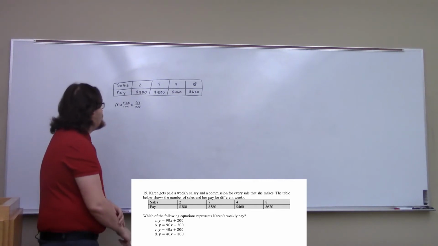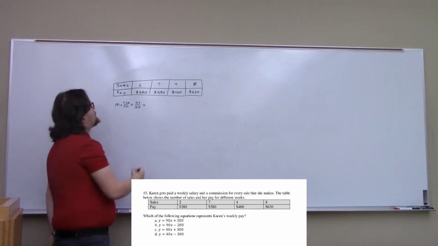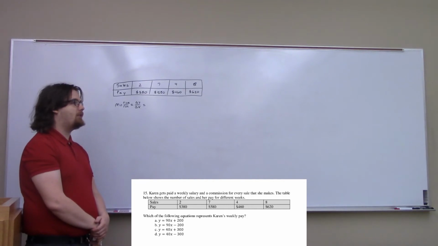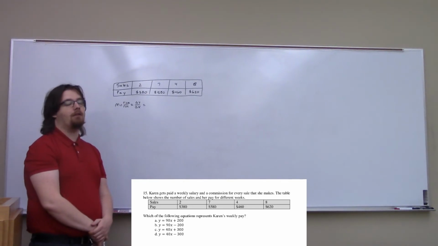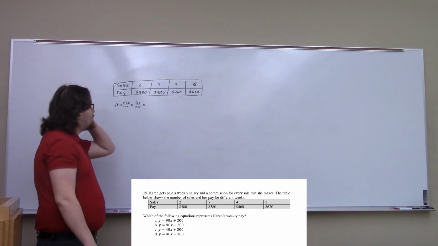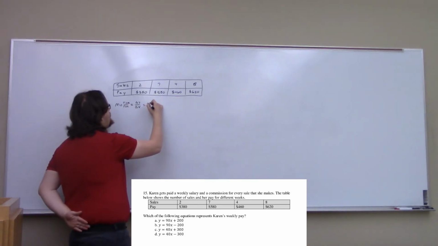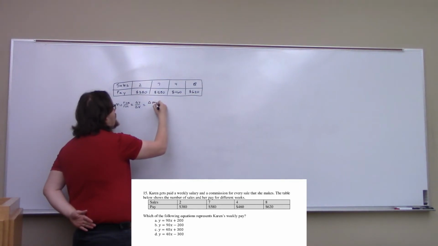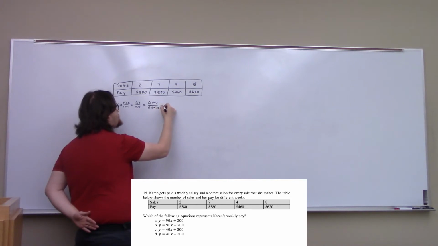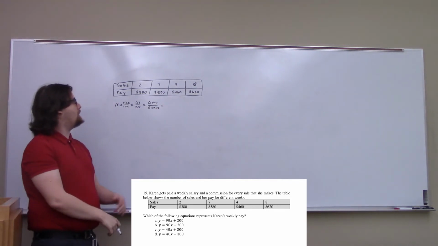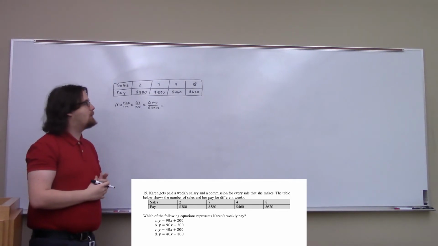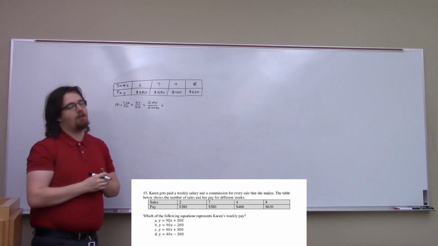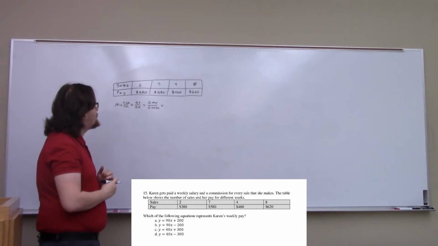That being the case, our input is going to be sales, that's the number of things she sold, and her output is going to be how much she makes as a result. So we need to look at the change in pay over the change in sales. If we use any two values here, it doesn't really matter which ones. We want to use the smallest ones because they're going to be the easiest numbers to work with.